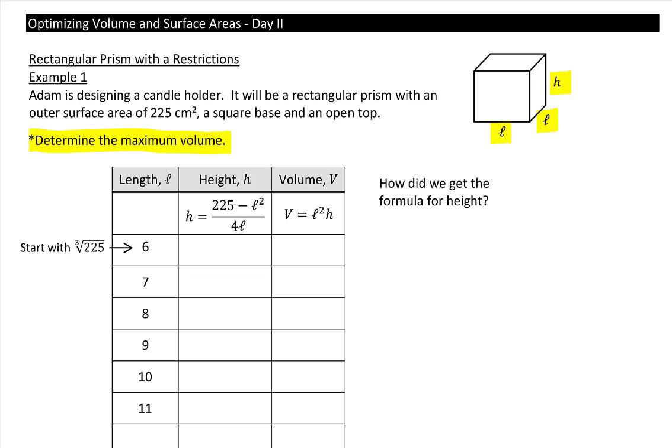So we're going to pick lengths. I started with the cube root, approximately, of 225 as my starting point. So I'm going to start with 6. And then I'm going to find the height using this formula, which I'm going to show you how to get right now. And then using the volume of a prism, which is length times width times height. So this one is L times L times h, so L squared times h. We can now complete this table.